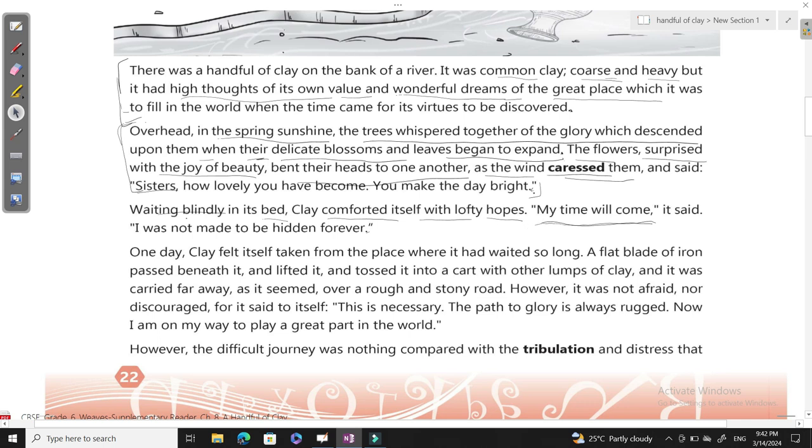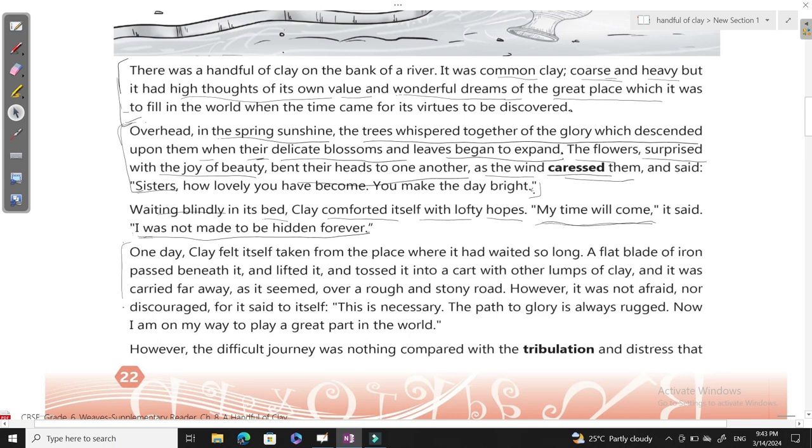It said, "Even I was not made to be hidden forever." Even if it's their time, they are enjoying their time, now my time will come, and I'm not here to stay all the time here only. My time will come, and I'm not here to be hidden forever. Definitely, one day I will get success. The clay says to itself. One day, see what happened then.